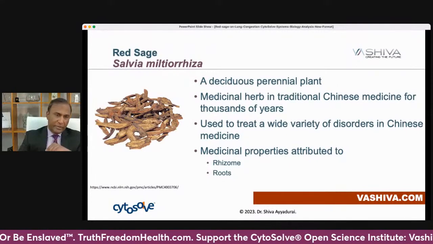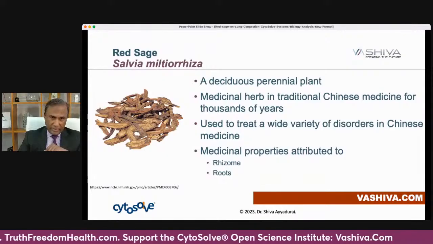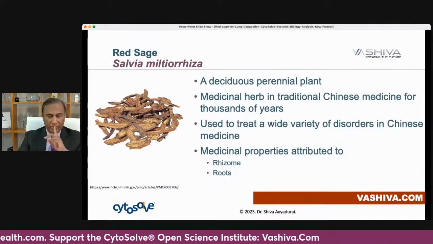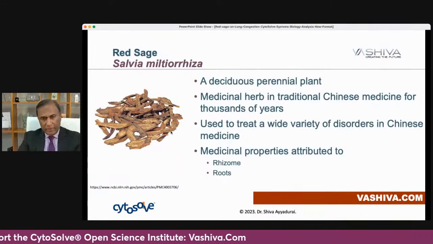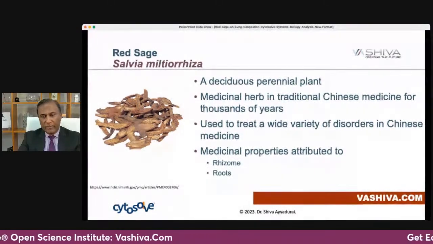Now, what you're seeing here is a rhizome or the roots. That's what this is a picture of. It's a dried rhizome and roots. And what is the dried rhizome and roots? So a rhizome is a little bit different than the roots. If you pull out a plant, you see the root structure, but hanging on the root, sometimes there are these nodules, and those are called rhizomes.